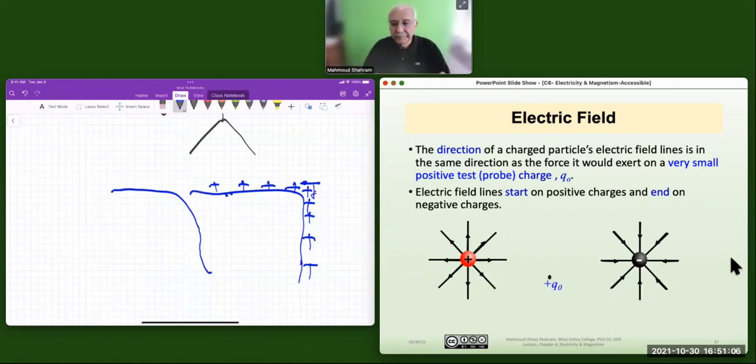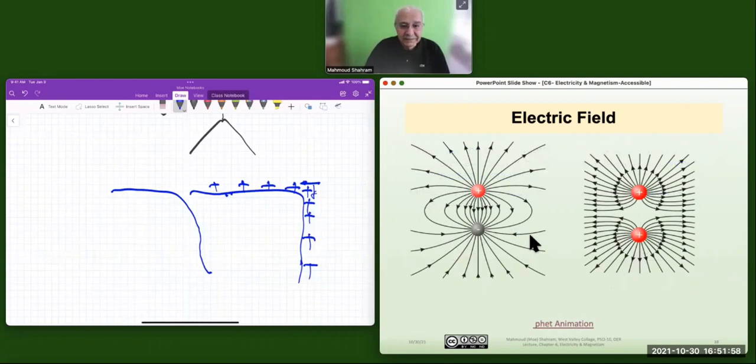Now if you put a little charge here, it's going to feel that. If this is positive, it's going to be pushed away in this direction by this charge, and attracted in that direction by that charge. Now if you put it here, it's going to be attracted this way by this charge along this electric field. If you put it here, it's going to be pushed away by this charge, and then when it's pushed away, it's going to be attracted by that charge. So you see how it works?